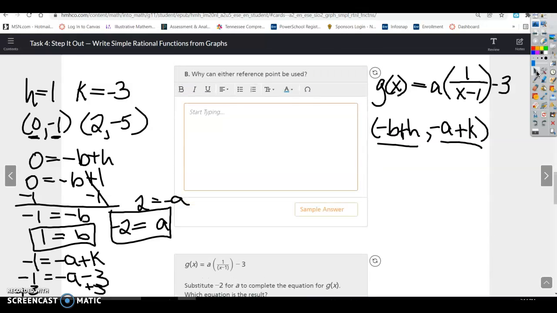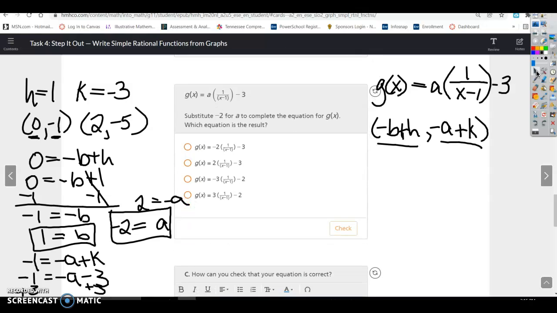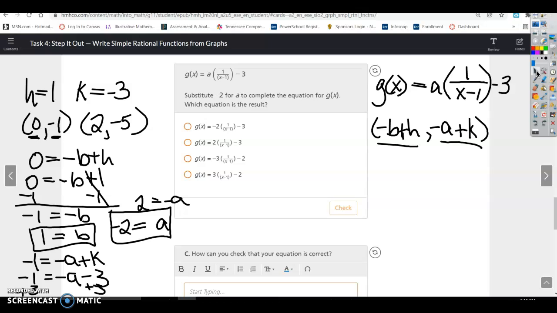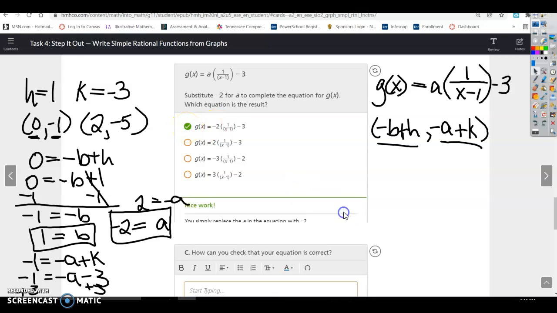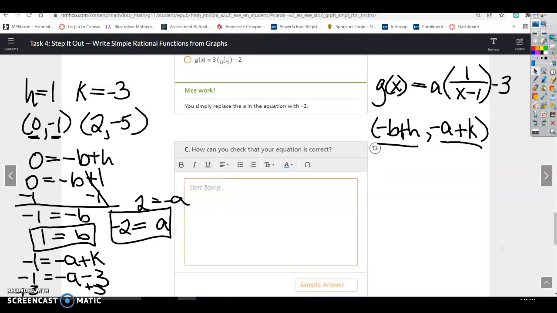It says, why can either reference point be used? I used the first reference point, but both reference points, the next one being b plus h and a plus k, allow you to find a and b. So g of x equals a times, this was the equation that we had here. Now we need to substitute -2 in for a. If we substitute -2 in for a, that's going to give us this equation here.